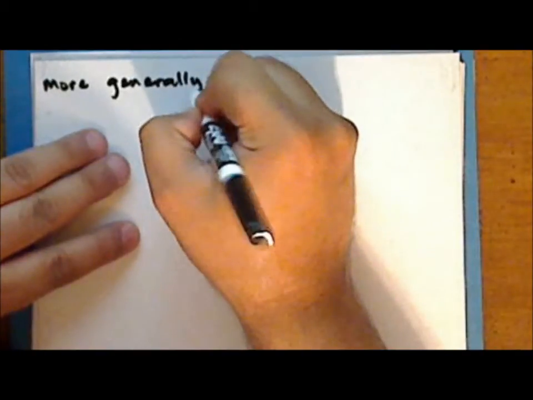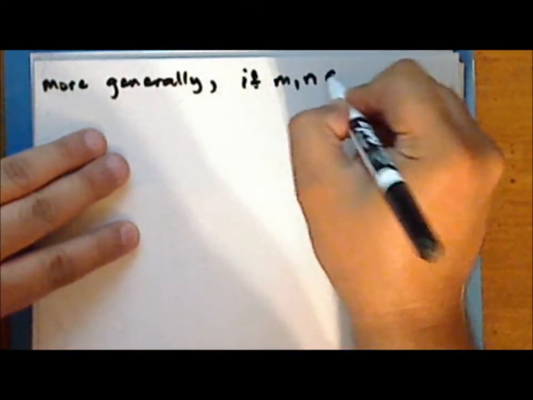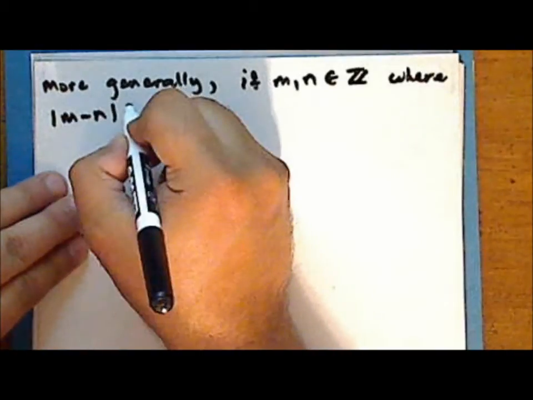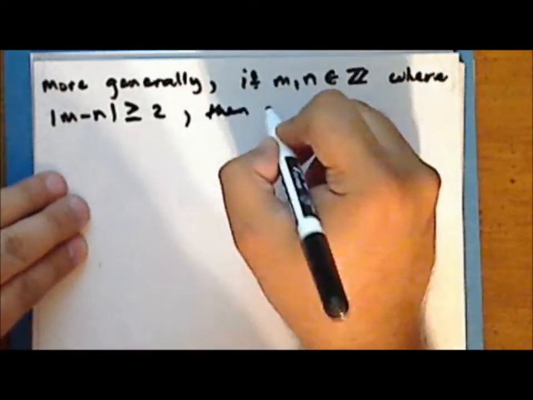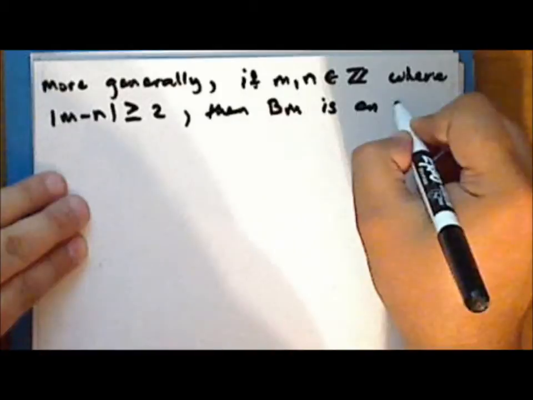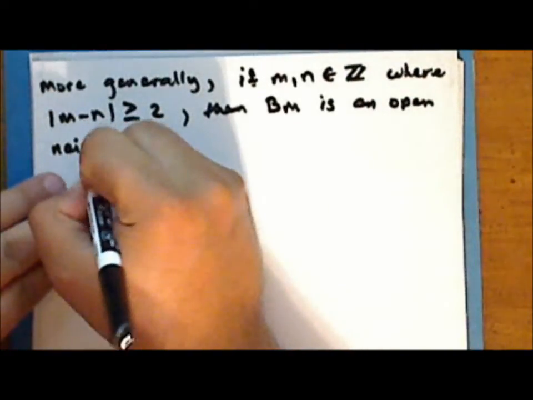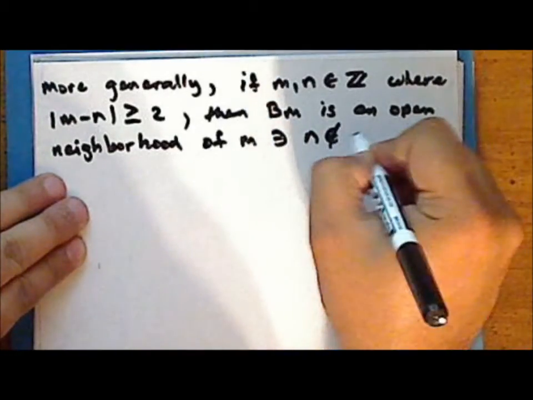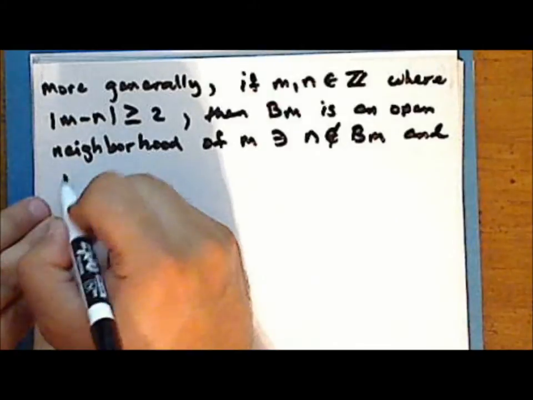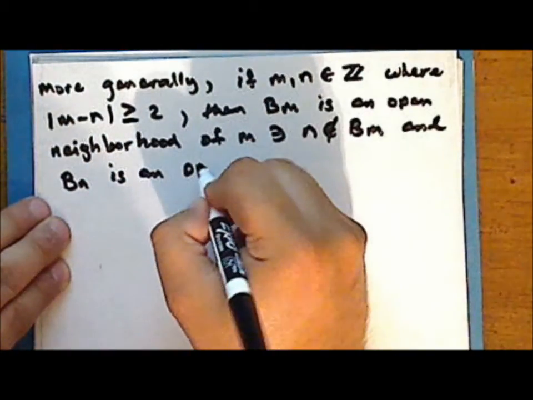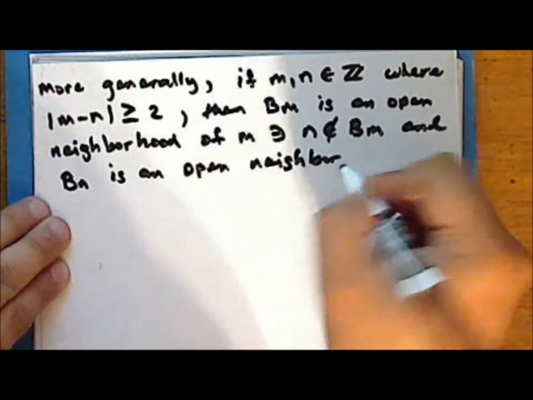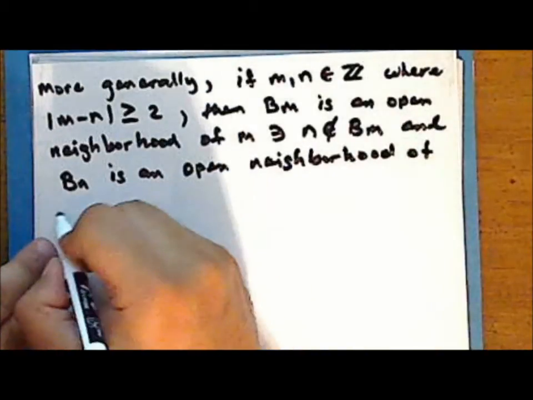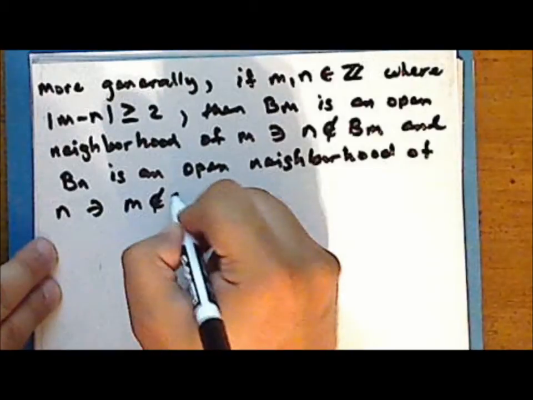Now, more generally, if m and n are two integers where the absolute value of the difference of those integers is greater than or equal to 2, then the basis element b sub m is an open neighborhood of the point m such that the integer n is not in this neighborhood, and the basis element b sub n is an open neighborhood of the integer n such that the integer m is not in this neighborhood.